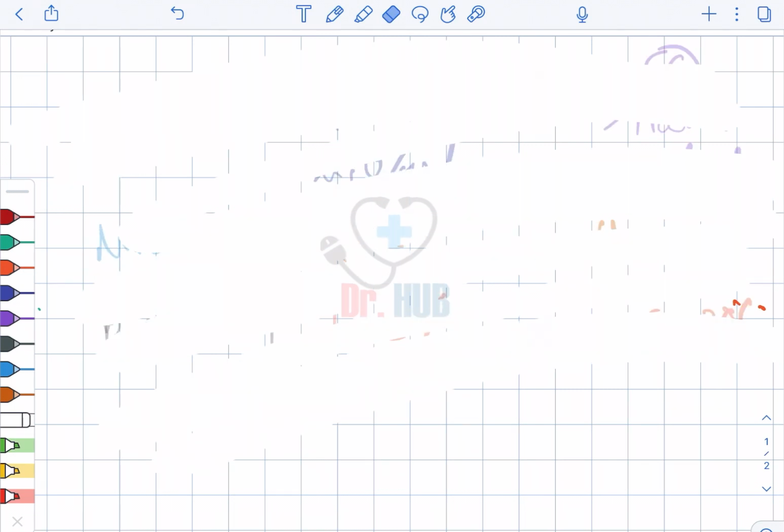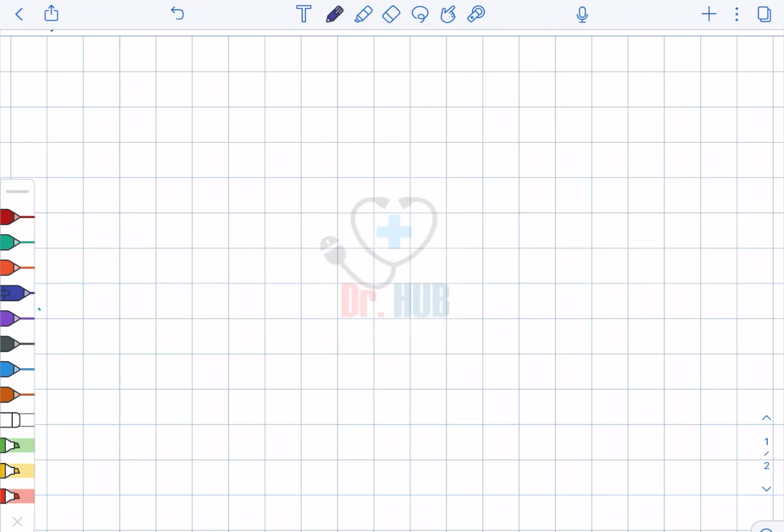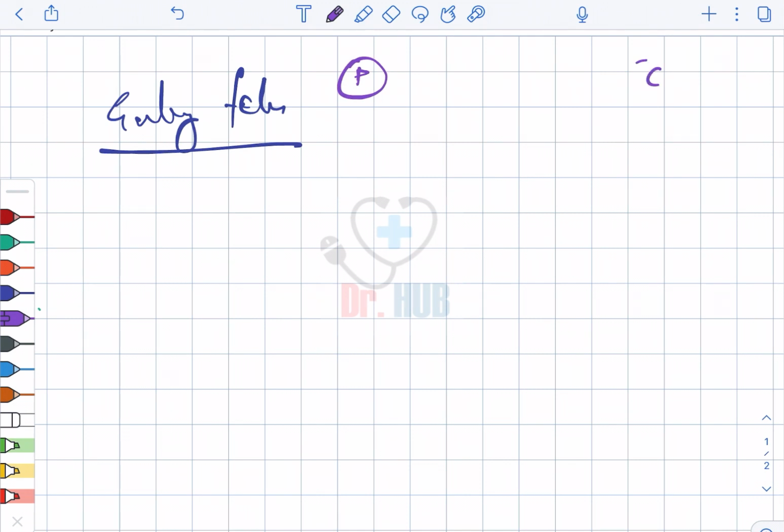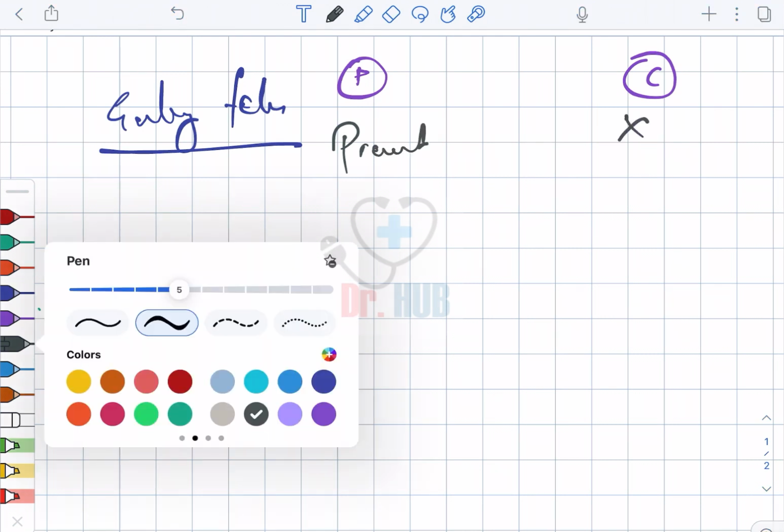Now moving ahead to the embryo fetus. In case of the partial mole, the embryo fetus is present, whereas in the complete mole, it is absent.